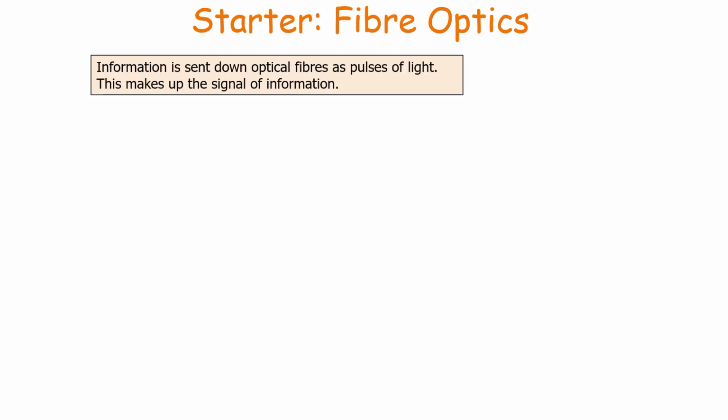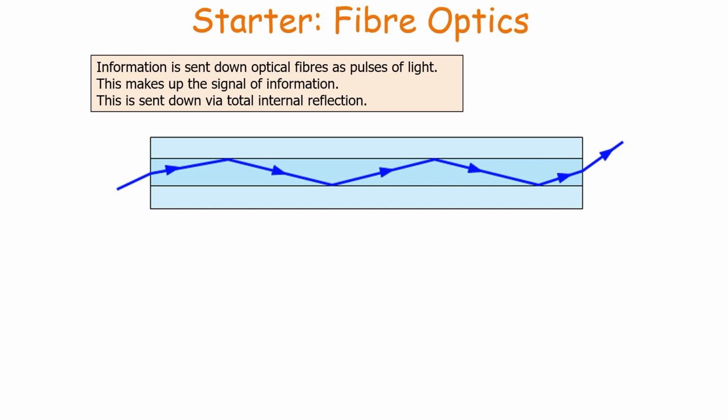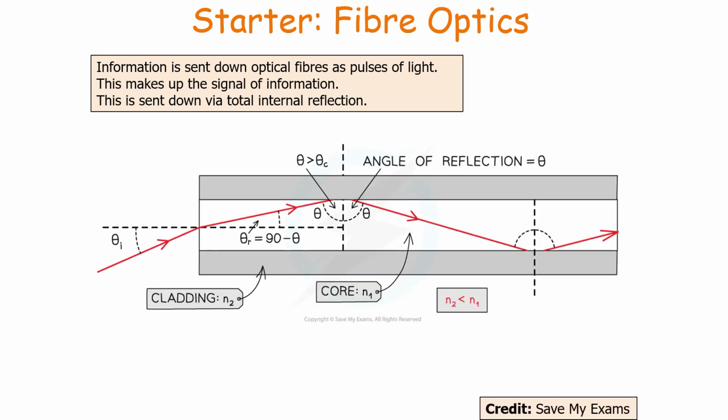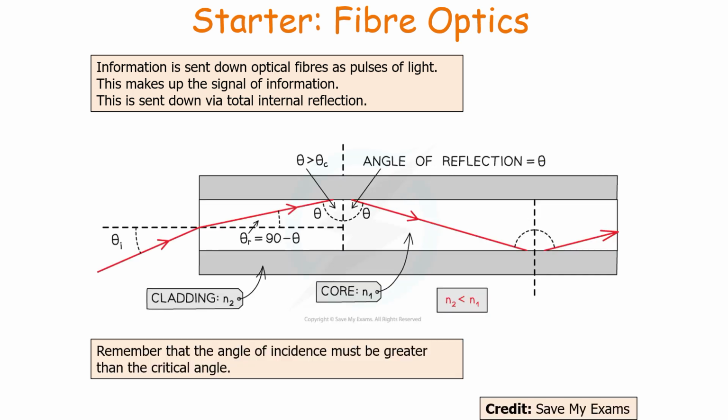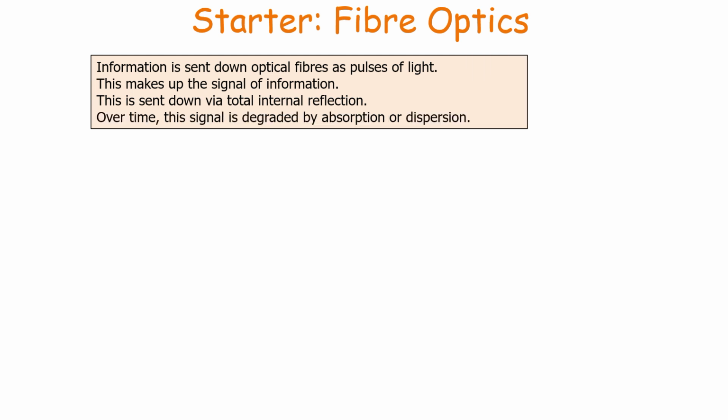Now information is sent down optical fibres as pulses of light, which make up the information signal, as shown in this diagram. So you can see in this particular image that the angle of incidence must be greater than the critical angle, and that the refractive index of the cladding must be lower than the refractive index of the core. Now when the reflection is taking place inside the core, the angle of incidence must equal the angle of reflection.